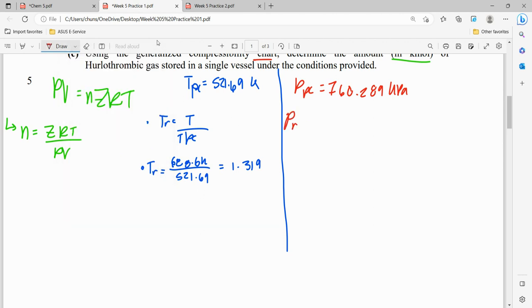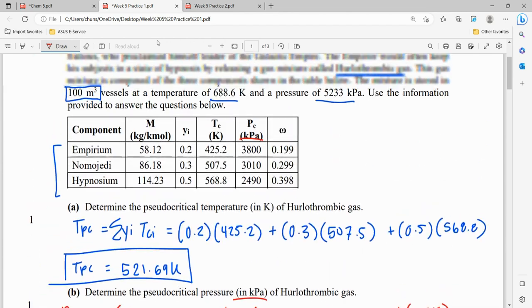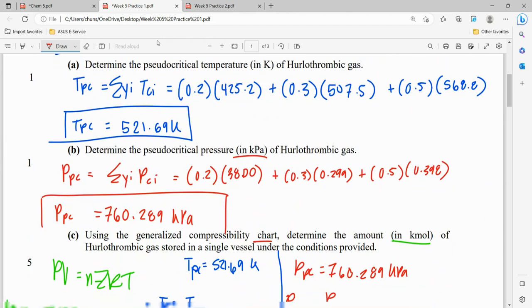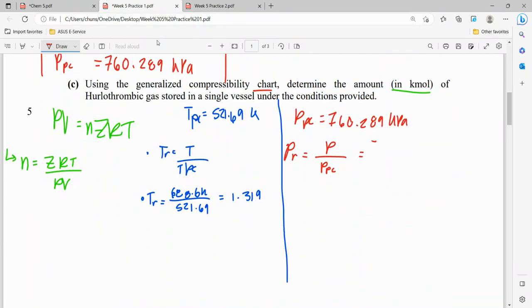And for our reduced pressure, given our initial pressure over our pseudocritical, so in the beginning of our question, we had 5,233 kilopascals over our solved value. And this gives us 6.882. Yeah, okay.